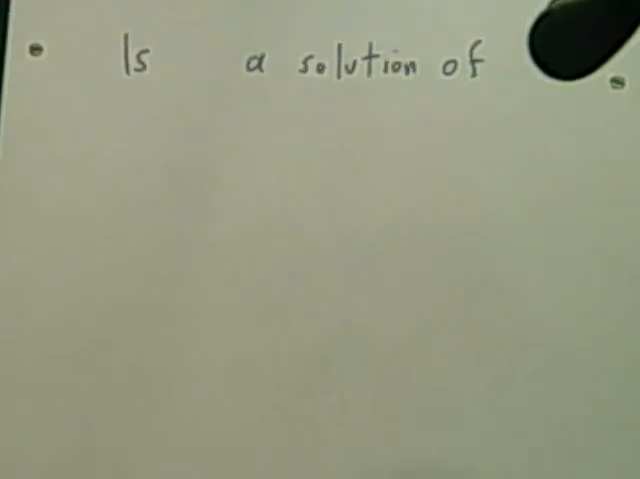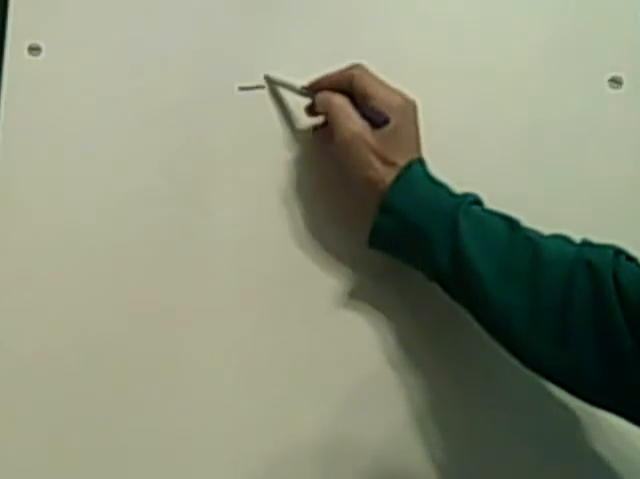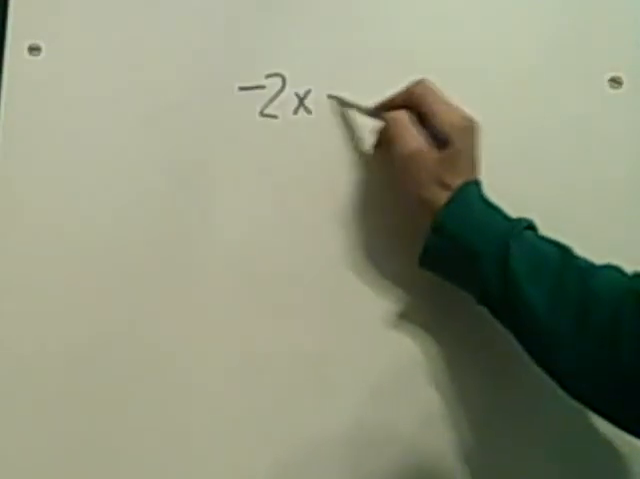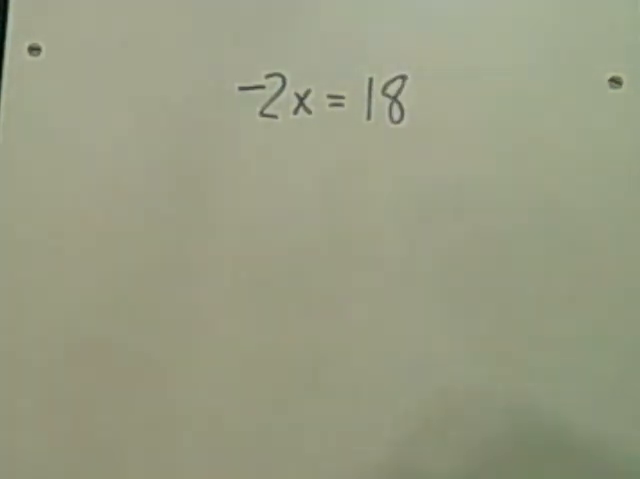Now we're going to go to number 14. This one is a little different. It says solve and check each equation. So now we have a different type of problem. The first ones were basically just plugging it in, and now we're going to do some solving. So this one is -2x equals 18. How are we going to solve this?